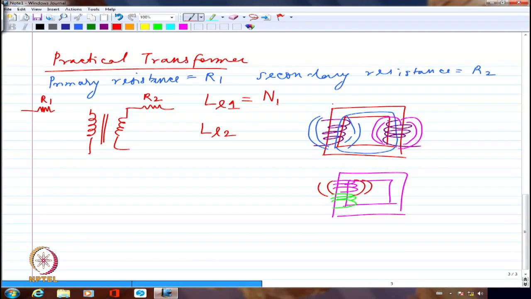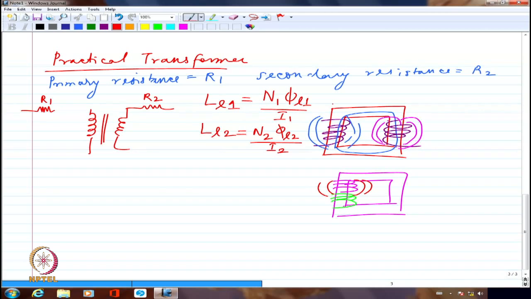I can definitely say that LL1 will correspond to the number of turns. N phi by I is inductance, right? So I can say this is N1 multiplied by whatever is the leakage flux corresponding to the primary, phi L1, divided by I1, or small i1. Similarly, I should be able to say LL2 is N2 multiplied by phi L2 divided by I2, or small i2, instantaneously if I try to calculate. So these are going to be my leakage inductances.